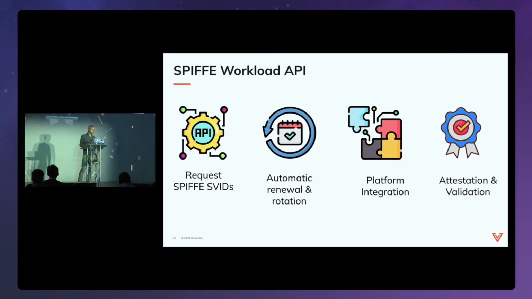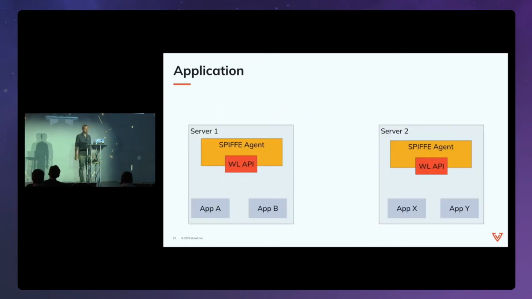The SPIFFE Workload API is also an unauthenticated API endpoint, and that's why it should only be running locally. It is also responsible for validating and attesting the different workloads that run on that node. And this happens out of band. Otherwise, we wouldn't really be solving the secret zero problem, but more on attestation and verification later, as it's a bit of a separate topic.